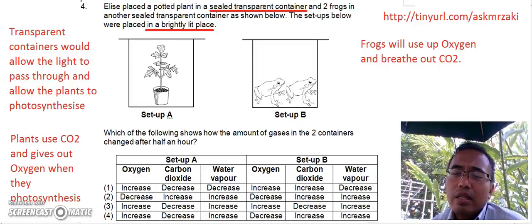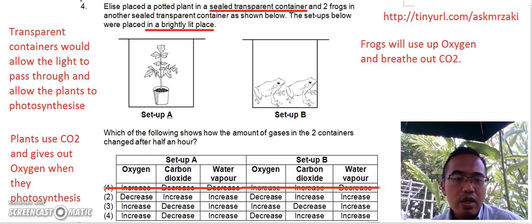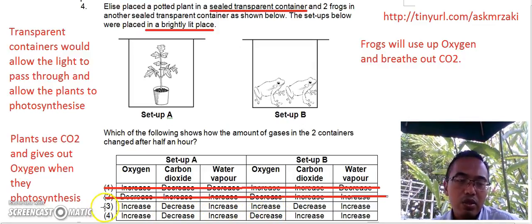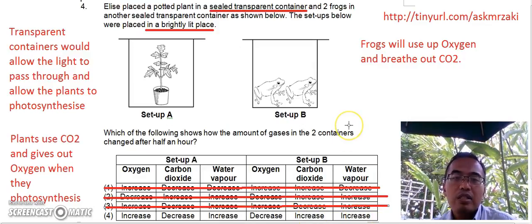Okay, after you've done that, we know that oxygen in setup A increases, carbon dioxide decreases, and water vapor does increase. So oxygen decrease in setup A is wrong. Oxygen increase, correct. Carbon dioxide decrease, correct. Water vapor increase, correct. Oxygen increase in setup B is wrong because the frogs will use up the oxygen. So the answer is 4. Let's check. Oxygen decrease, carbon dioxide increase because the frogs are breathing it out, and the water vapor increase. So the answer is number 4.